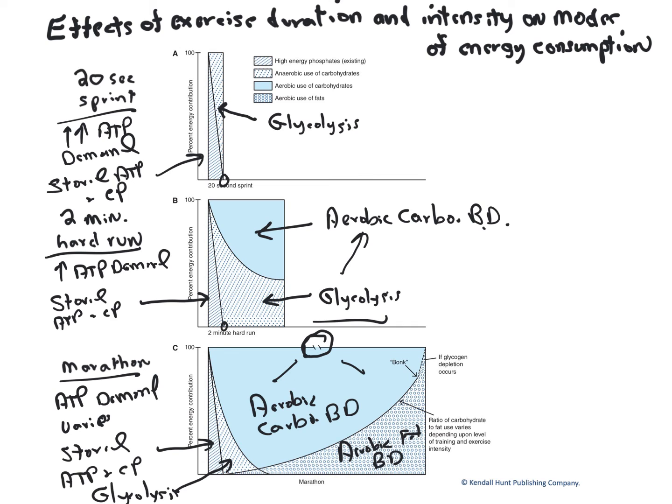Ultimately, if the runner runs out of glycogen supplies, now we can't produce ATP from breakdown of carbohydrate, you have to go to fat. That's when the person reaches the bonk and it may be difficult to conclude the run.